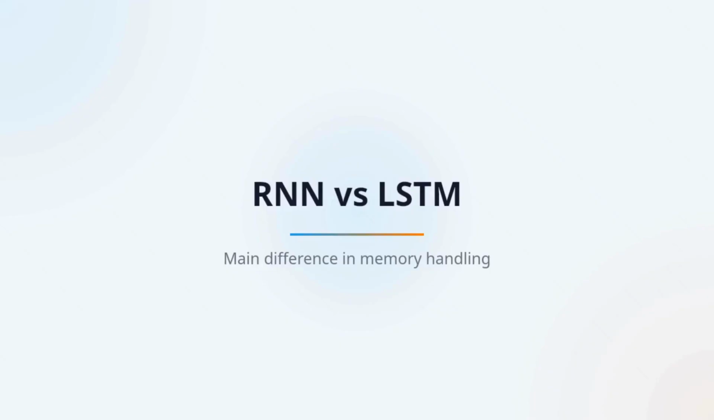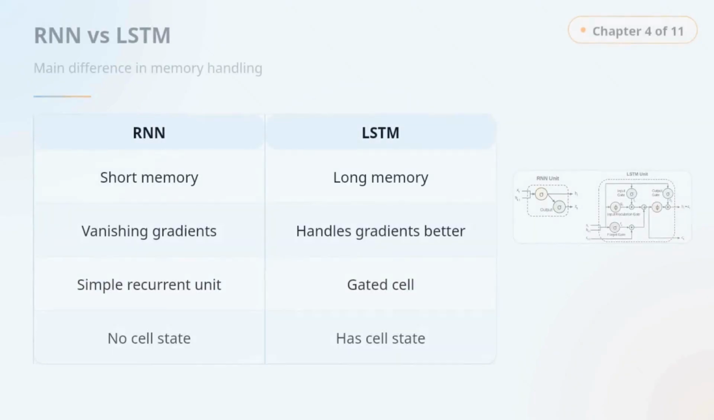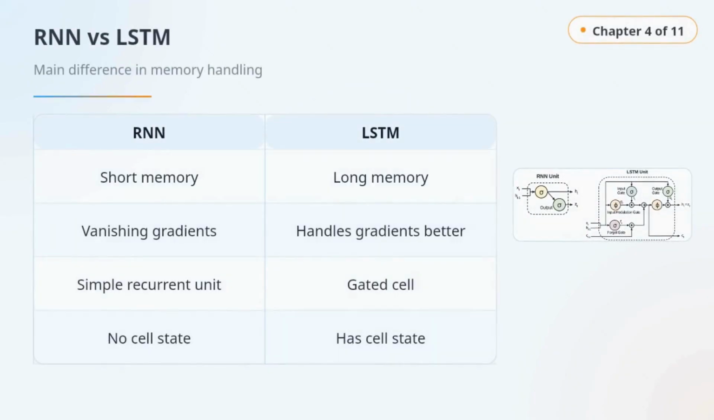RNN versus LSTM. Main difference in memory handling. Here is the main comparison to remember. A traditional RNN is simpler, but it struggles with long-range dependencies because of vanishing gradients. LSTM improves this by adding a cell state and gates, which help preserve useful information for a longer time.